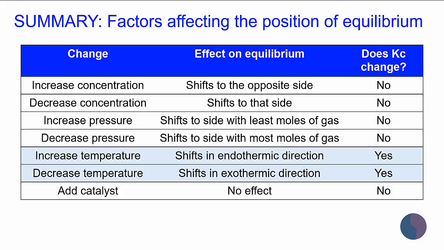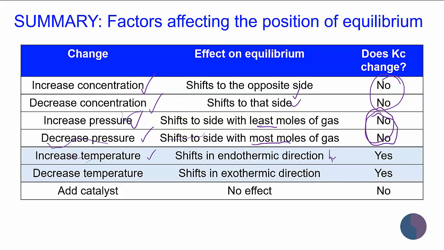As a summary then, increasing the concentration shifts it to the opposite side. Decreasing the concentration shifts it to the side that increases the concentration. Kc doesn't change, it'll stay the same. If you increase the pressure, it'll shift to the side with the least moles of gas; decrease pressure, to the side with the most moles of gas. Kc doesn't change. Explanation is on the website; extra information not needed. Increasing temperature shifts to the endothermic side.